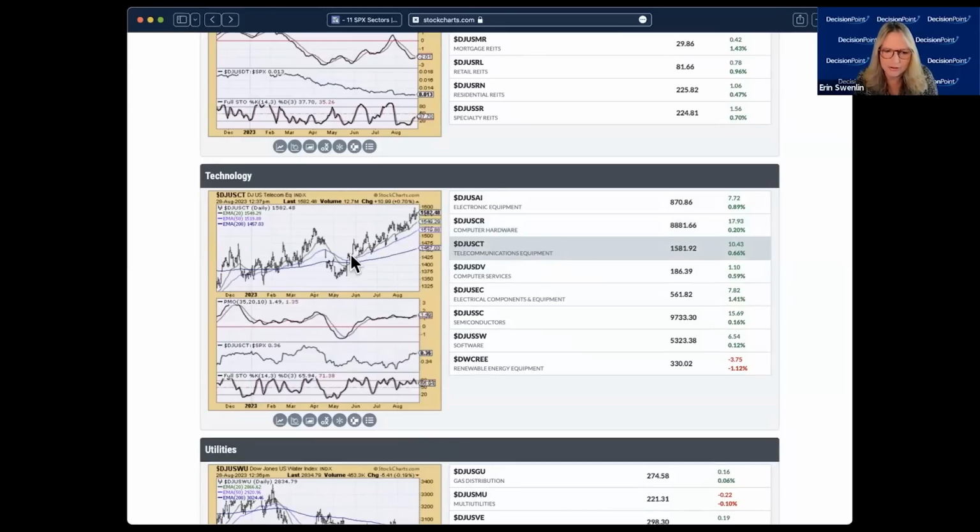Telecom actually has been in a nice rising trend. If you're going to be in technology or have been in technology, I hope it was in this industry group. Still looking pretty good as it moves up on its rising trend.